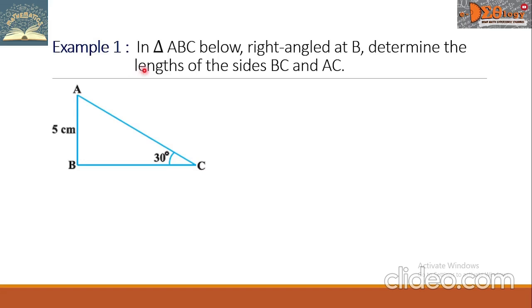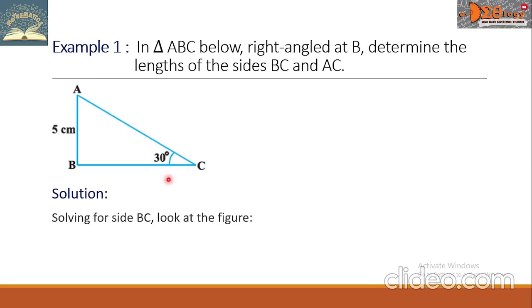Example 1. In triangle ABC below, right angled at B, determine the lengths of the sides BC and AC. This is our figure. Let's begin by solving the side BC.